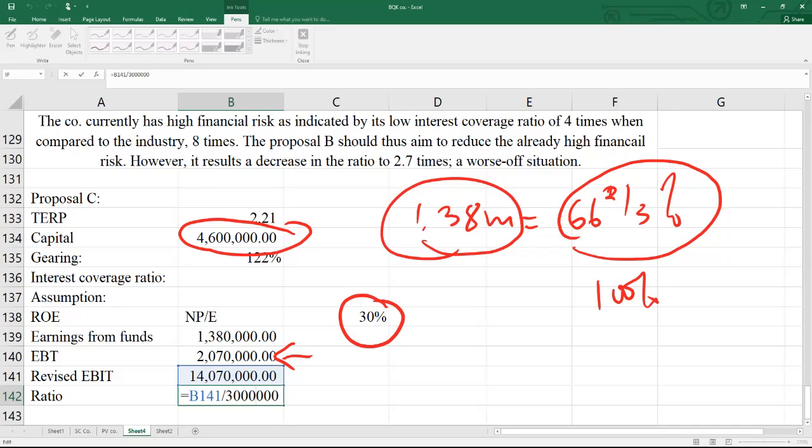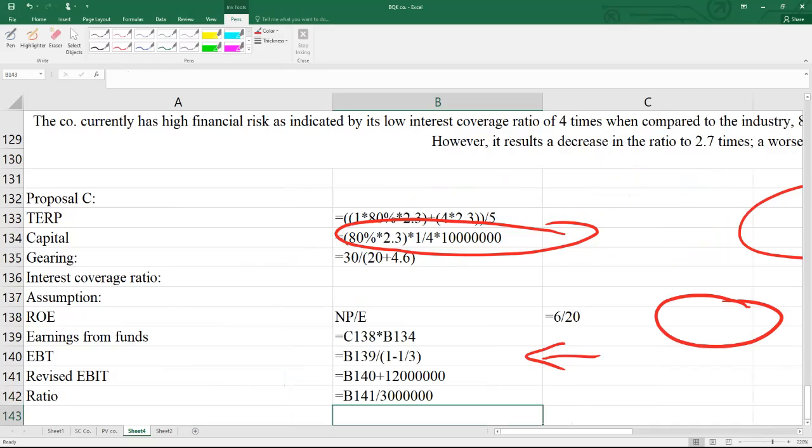Clear? Yes. That's therefore what our new ratio will be. Sir, could you show the formula, please? The formula. Yeah. Okay, there you go.